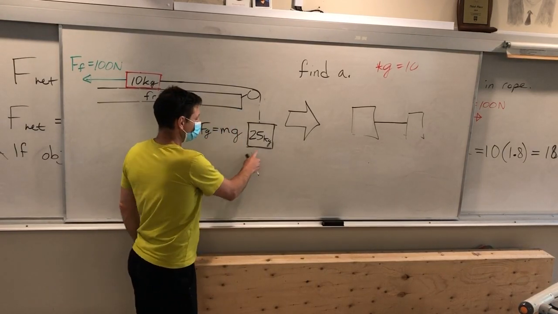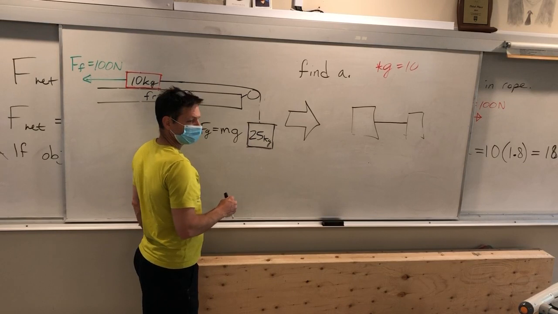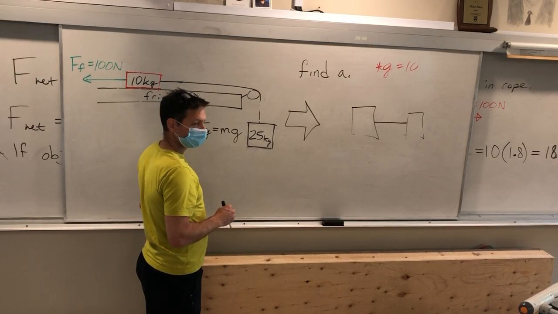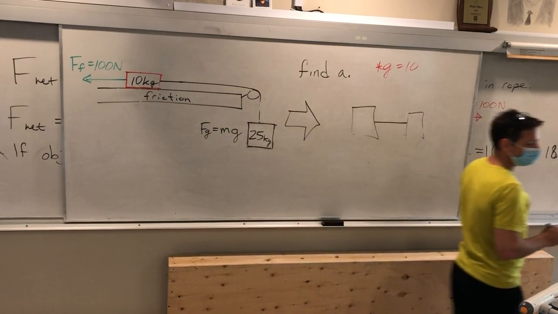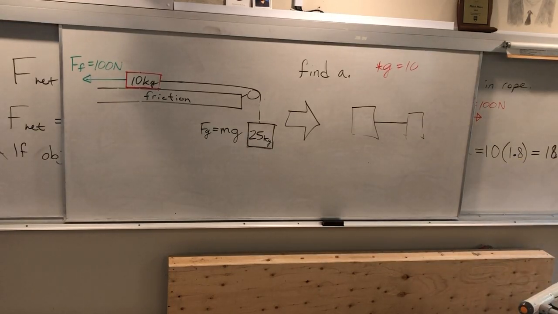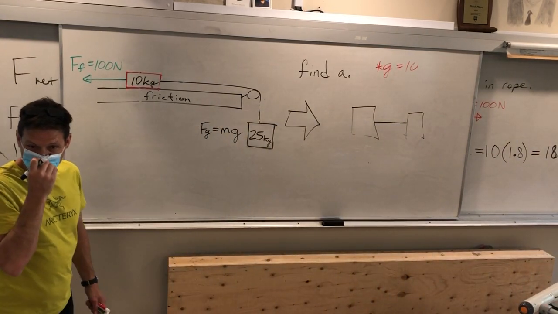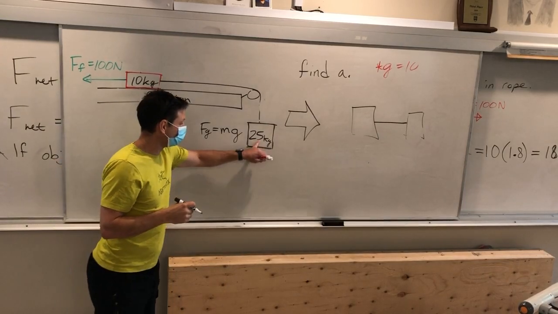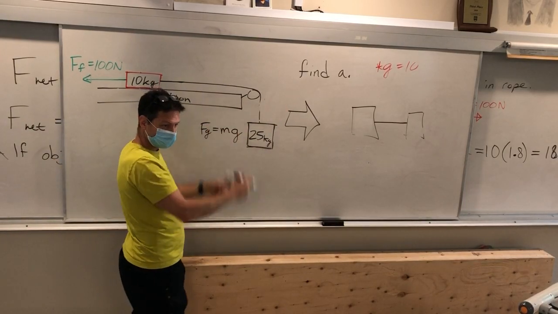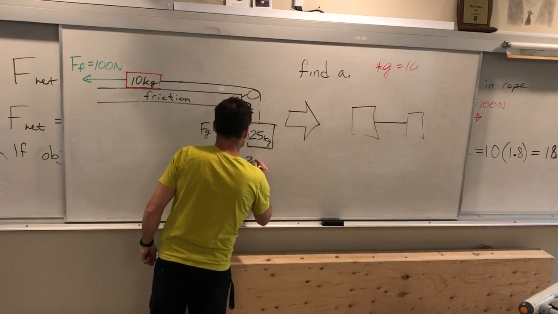Sahan, what is the force of gravity on this block? Do you know the number? I don't want to say it. Yeah, that's right. 250. She knows all the math, but she doesn't want to say it. This, 25 times 10, 250 newtons pulling down.